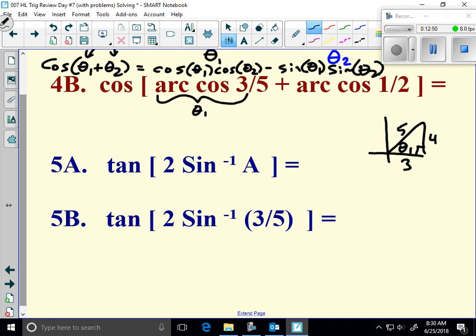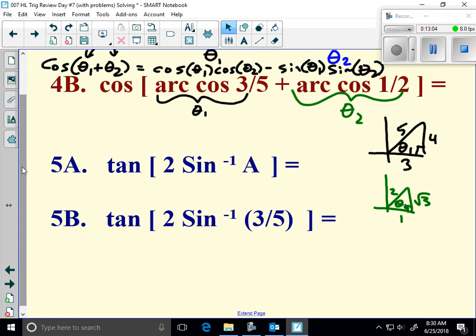Okay, and then theta 2. Theta 2 would be cosine is 1/2. So that's 1, that's 2. That's got to be root 3. Okay, that's theta 2. All right, so then I just construct this.